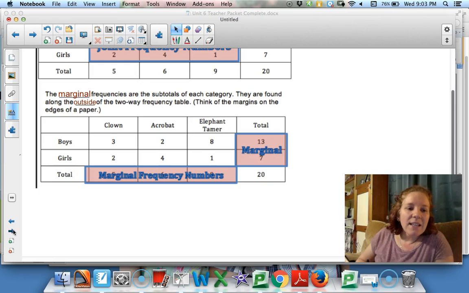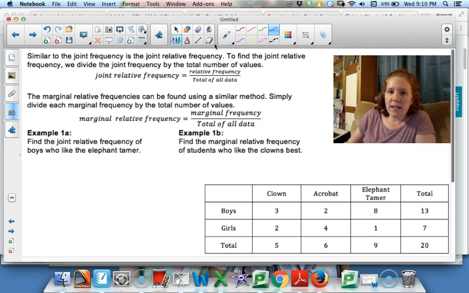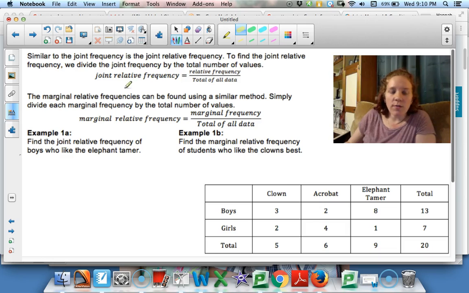Right, we got a little bit more vocabulary and some formulas to go along with it. Similar to the joint frequency is the joint relative frequency. In order to calculate the joint relative frequency, what we're going to do is divide a joint frequency, so one of these internal values here, by the total number of values. So here's your equation. So I'm going to look at example 1a to show you what I mean by that. This is for joint relative frequency.